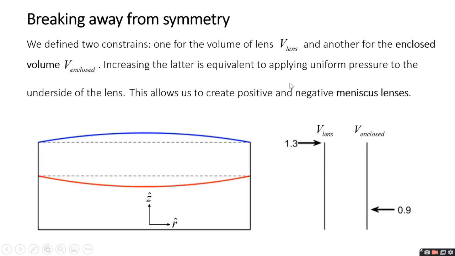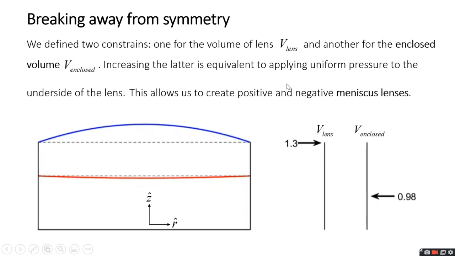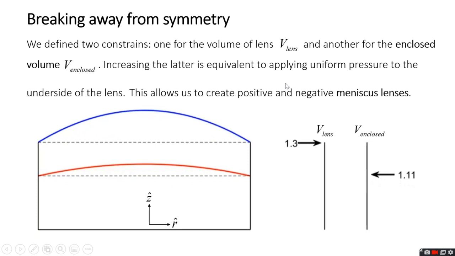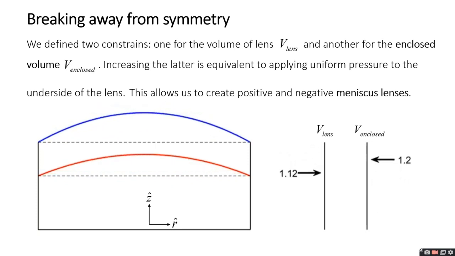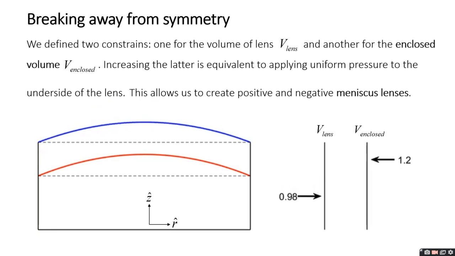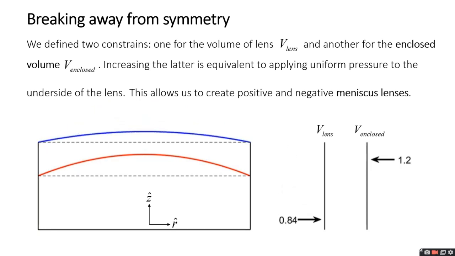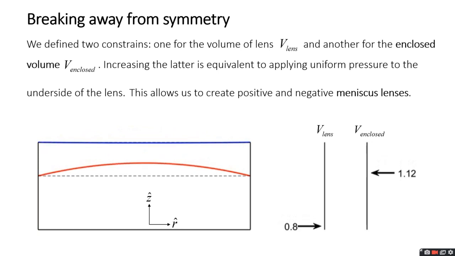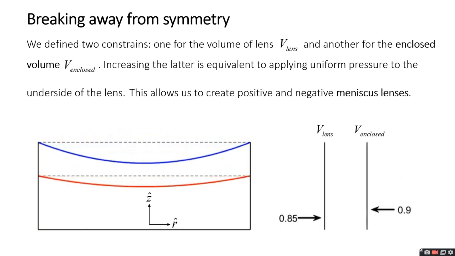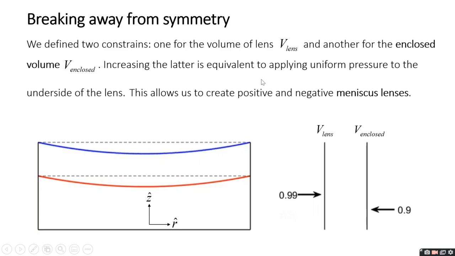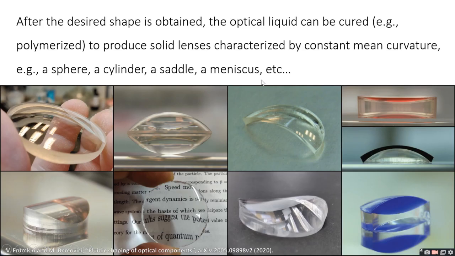We can easily break the up-down symmetry of the fluidic lens by adding or removing liquid from the enclosed volume, thus effectively inflating or deflating the lens. This allows us to create meniscus lenses, which are widely used in corrective eyewear, as well as in many other applications. After the desired shape is achieved, the optical liquid can be cured to produce solid components.